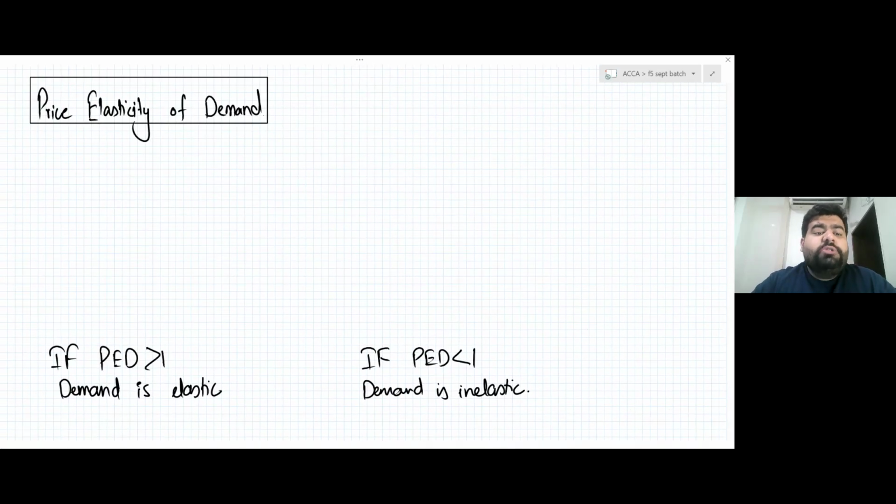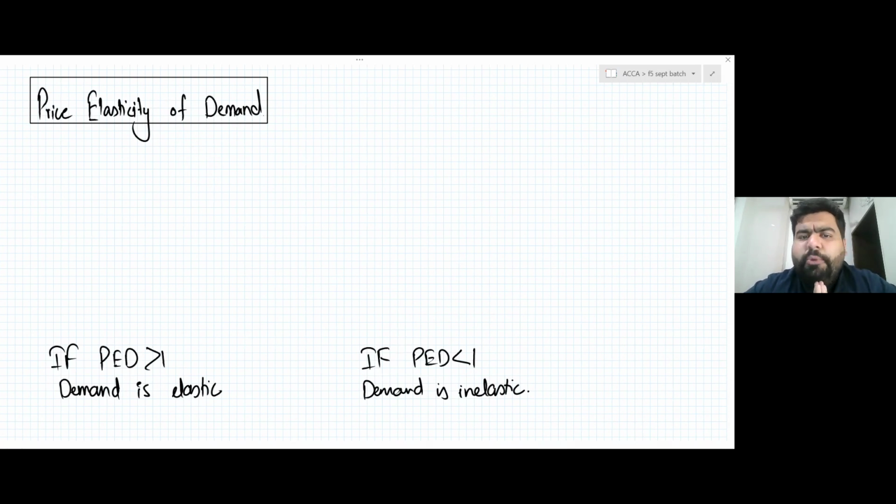So now we are going to start the topic, the point, elasticity of demand. What is price elasticity of demand? Actually, it is the effect on quantity due to the change in price. Or you can say the change in quantity due to the change in price.